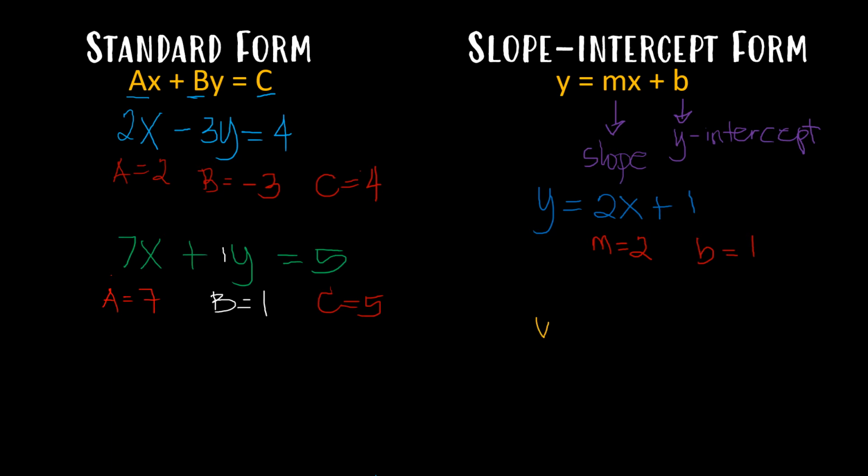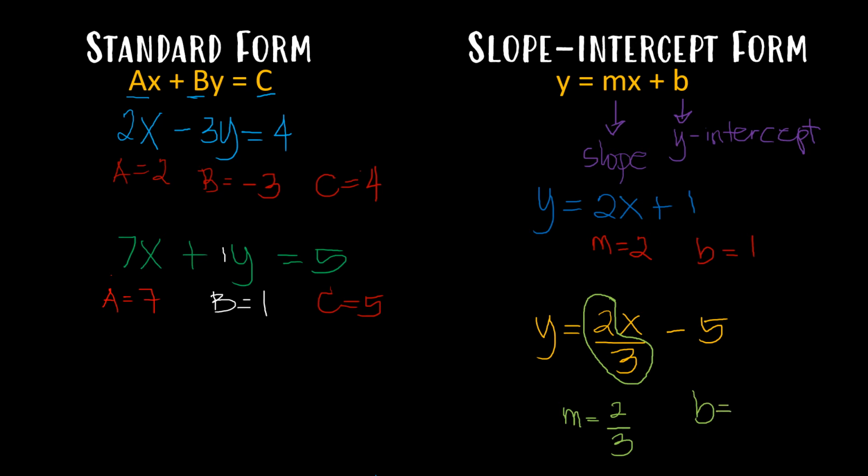Another example is y equals, let's say, 2x over 3 minus 5. Okay, so as you can see, meron tayong fraction. Pero sinabi naman natin that the slope is the number beside x. At ano yung number na yon? That is 2 over 3. So here ang m natin, yung slope, is 2 over 3 at ang ating y-intercept, hindi lang siya 5, kundi negative 5. So, yan. Yan ang pinagkaiba ng ating standard form sa slope-intercept form.